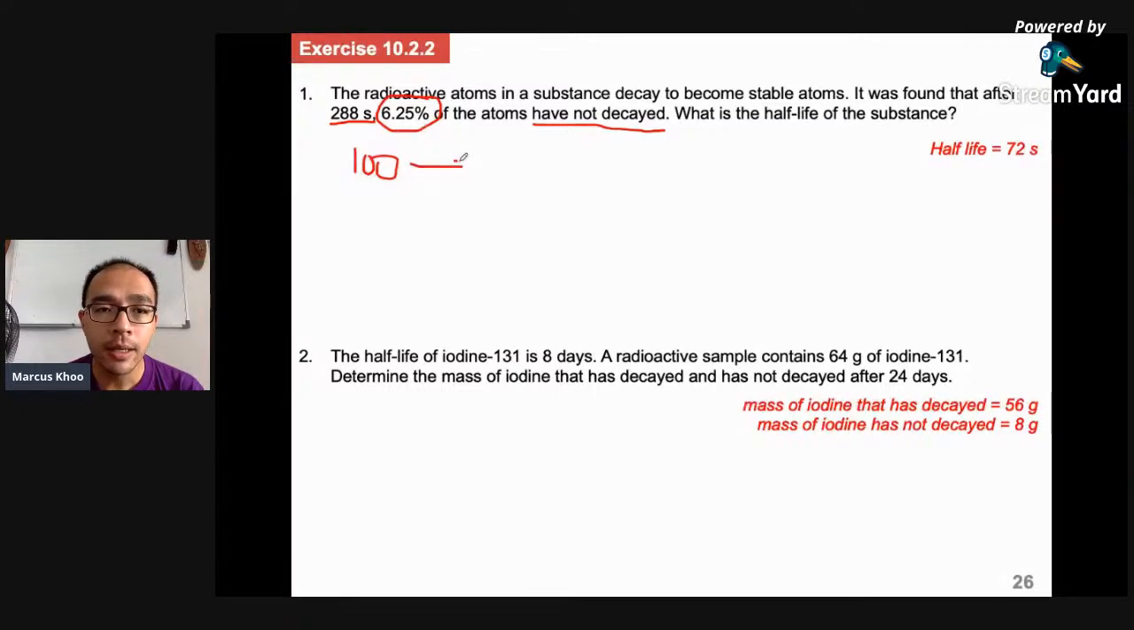After 100%, it becomes 50%. After 50%, it becomes 25%. After 25%, it becomes 12.5%. After 12.5%, divide by 2 again, and you finally reach 6.25%.